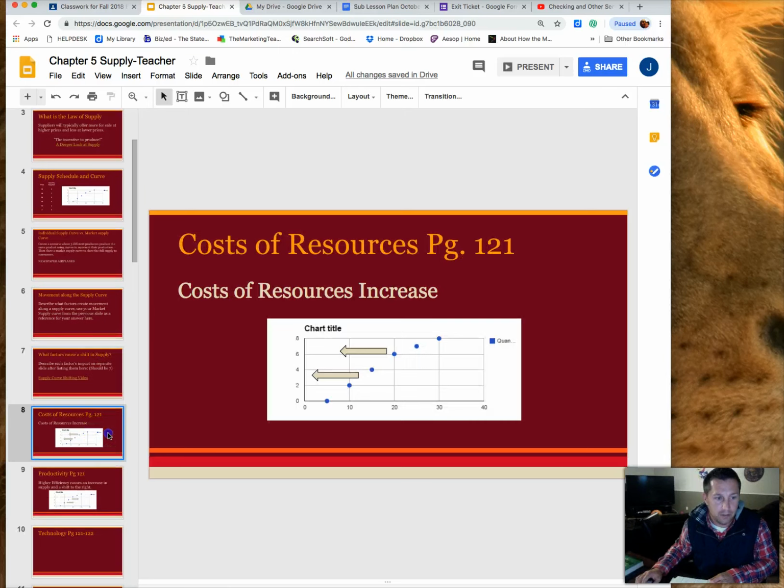Then you're going to go into the next slides. I have demonstrated what the curve will do when you have a cost of resources that increases. Your whole supply is going to shift backwards and it's going to decrease. So cost of resources increasing means the total quantity supplied is going to be decreased. That's the first blue heading under change in supply. That appears on page 121. So I showed that there as an example of what happens with the cost of resources.